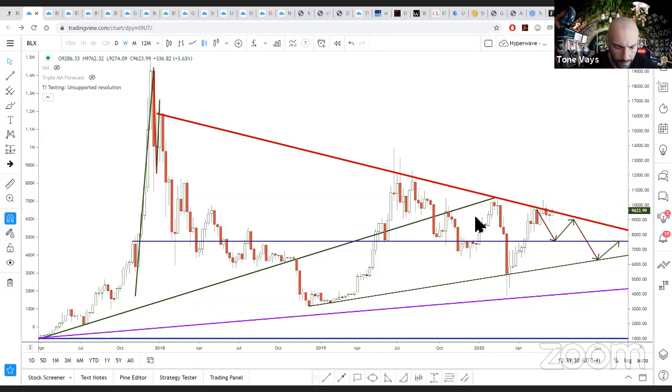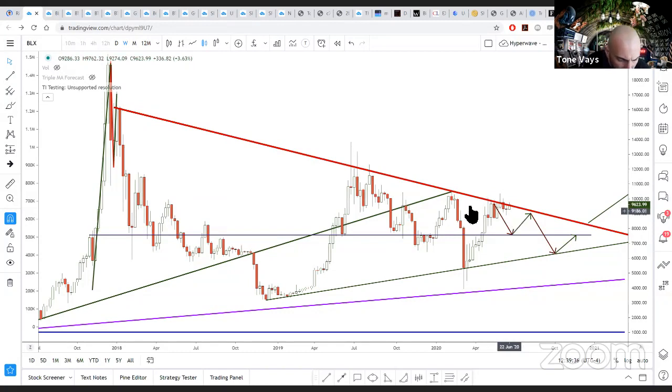Okay, so how is this different? Well, it's really not. Unsupported resolution. I wonder what's up with that. Oh, I'll have to look at that later.